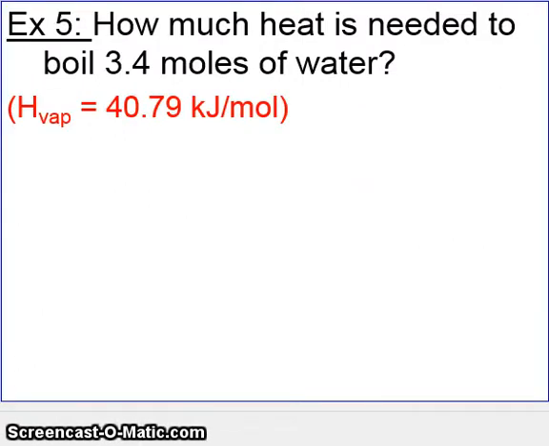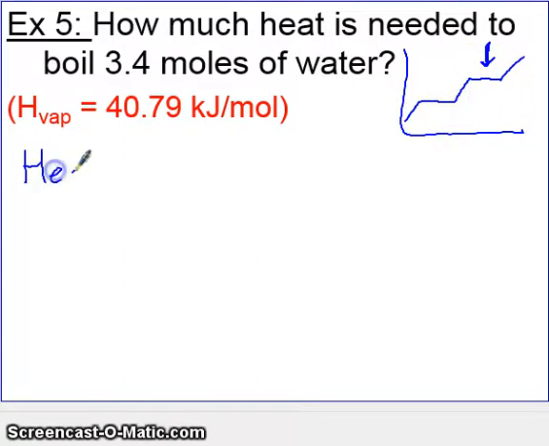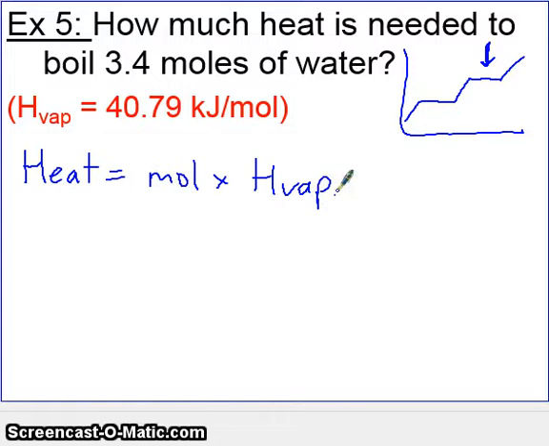Okay, the first problem is how much heat is needed to boil 3.4 moles of water. Now the first thing to do in a problem like this is figure out which portion of the heating curve we are talking about. Because we're boiling, we're actually talking about this portion right here of the heating curve. Now the heat of vaporization is given to us here. So we will apply the second equation, the one that has two parts, because we're referring to a flat line, and there are only two flat lines. So you'll use the equation that says heat equals moles times heat of vaporization. In this case, we're vaporizing, so it's going to be heat of vaporization.